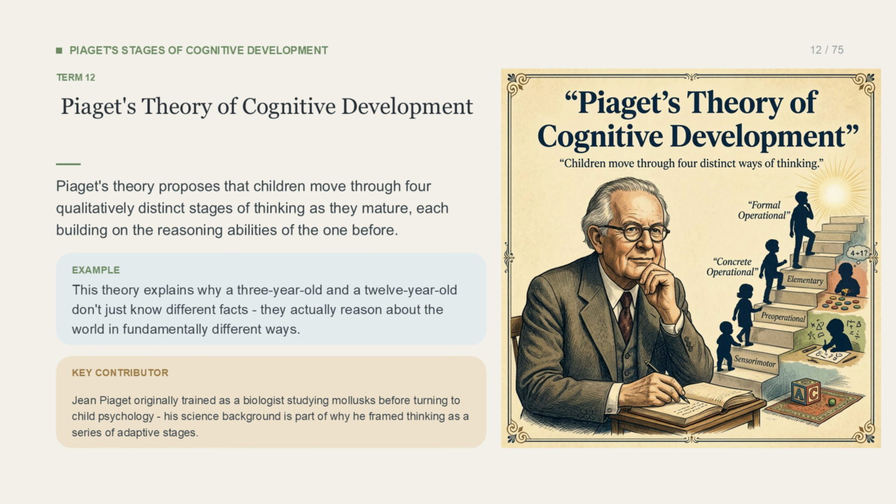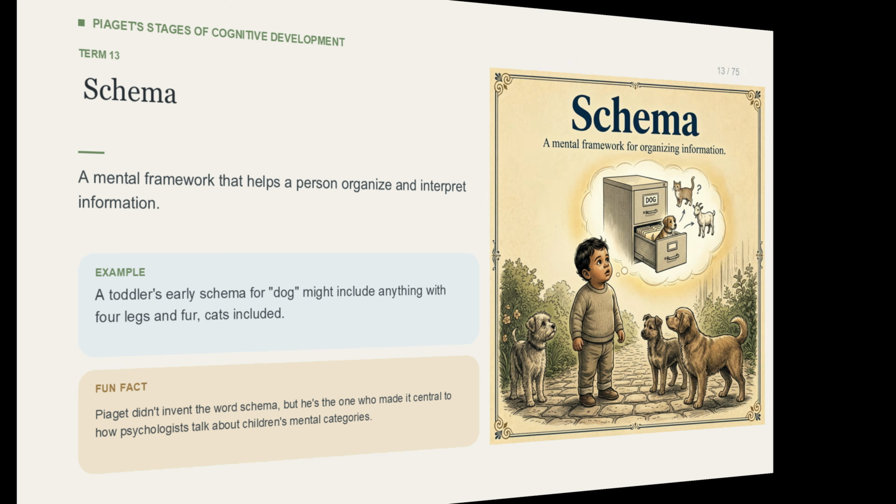12. Piaget's theory of cognitive development. Piaget proposed that children move through 4 distinct stages of thinking, with each stage building on the abilities that came before it. In other words, a 3-year-old and a 12-year-old do not just know different facts. They reason about the world in different ways.